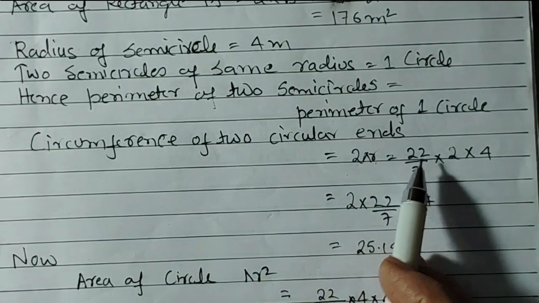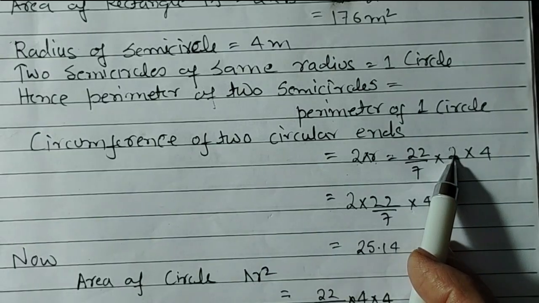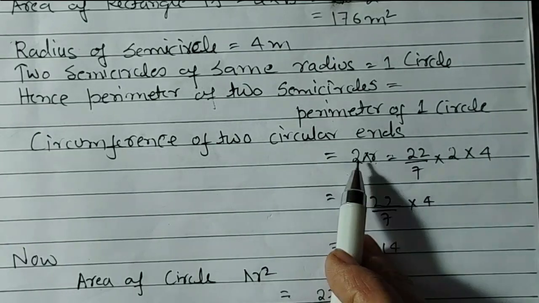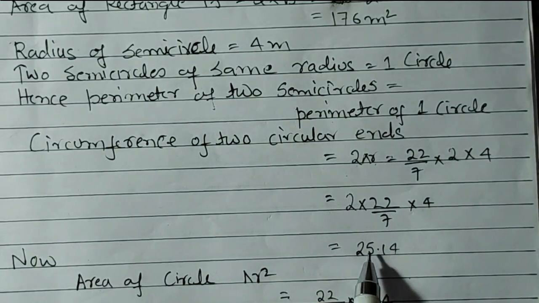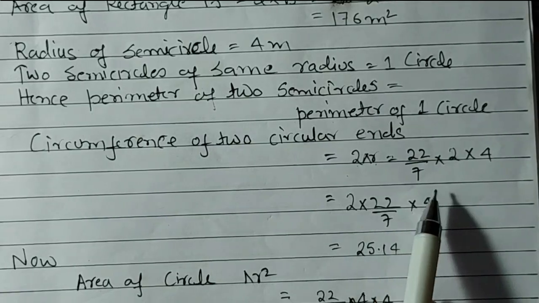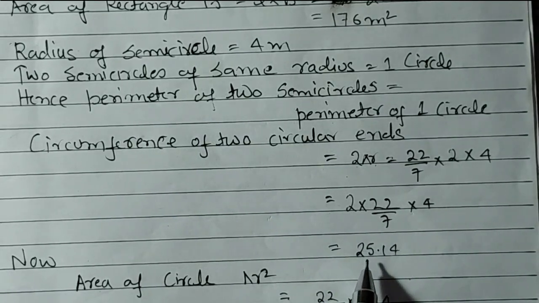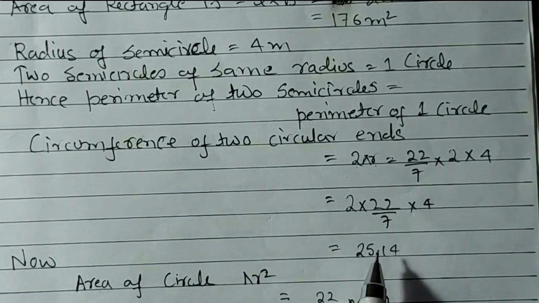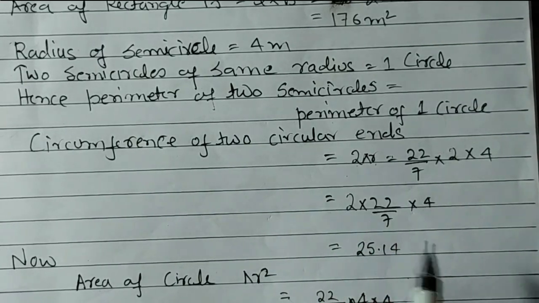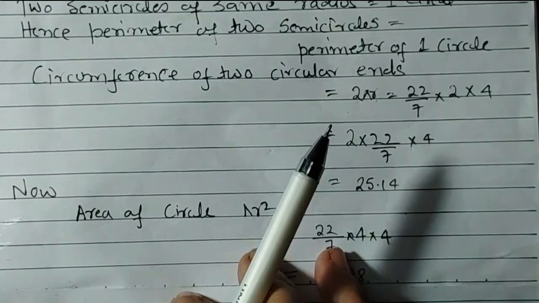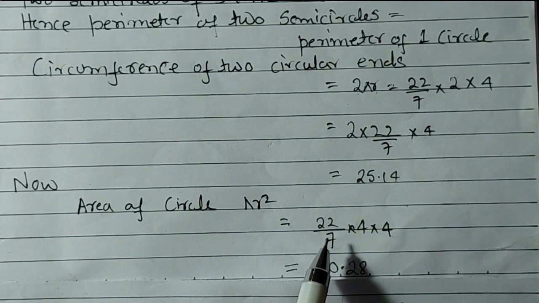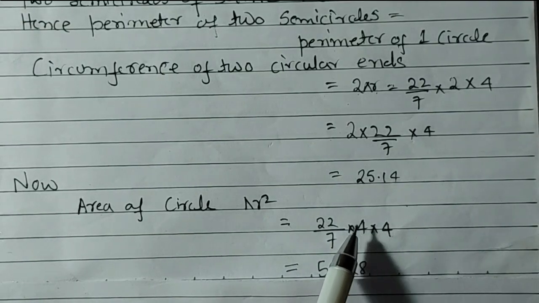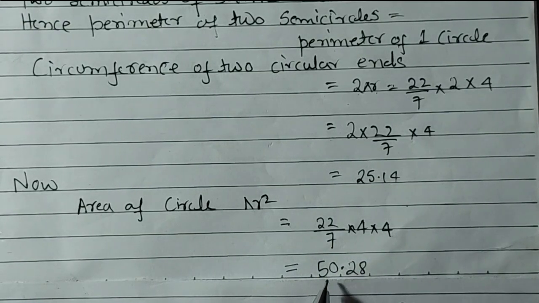It is 22/7 into 2 and 4 is the radius. 2 pi r, which is equal to 25.14. When we calculate this, the answer is 25.14. This is the circumference of two semicircles. Now the area of the circle is equal to pi r square, that is pi r into r. When we calculate it, it becomes 50.28.